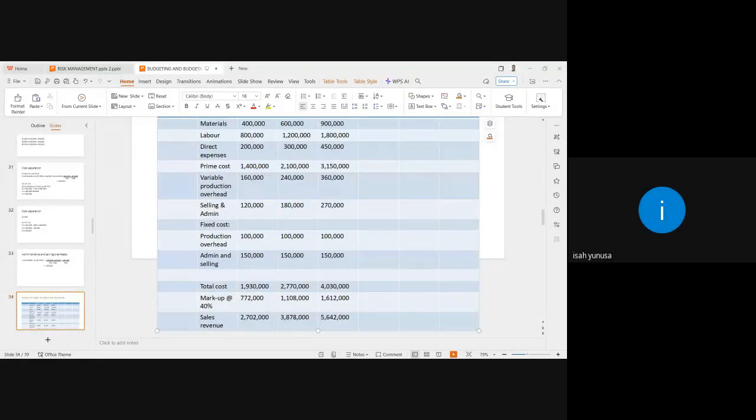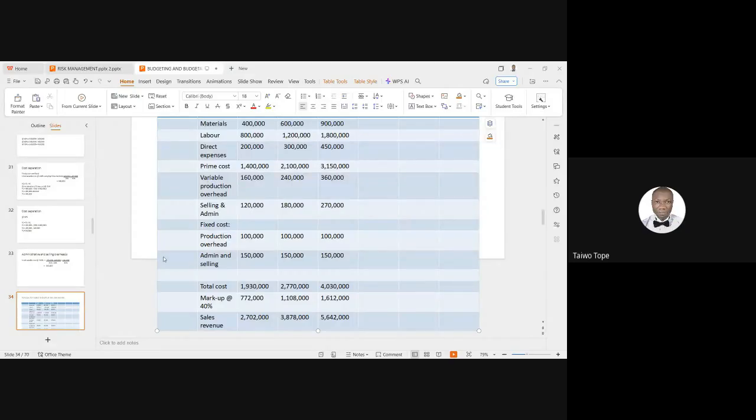Hello, sir. I don't understand how you're getting this markup figure, sir. Please, the area I want some clarification on is that of admin and selling, that 150. What I'm getting there is a little bit different, sir. Madam, can you mute yourself? All right, I will show you, sir.